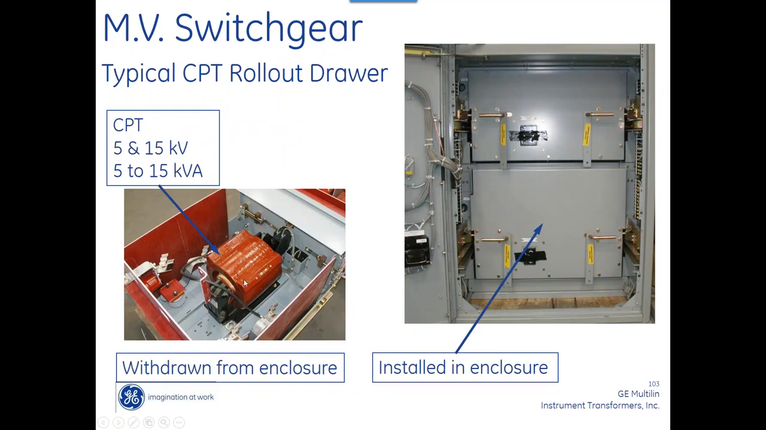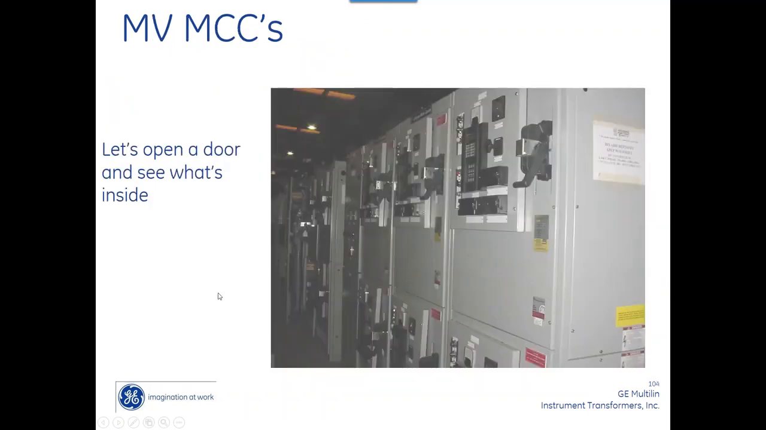So there's the rollout drawer, installed in enclosure, withdrawn from enclosure. So this is a CPT. They also put it in one of the drawers. So one of these had the PTs, one had the CPT, and this one was like a 15 kVA. Here's a motor control center. It's got a Multilin 369 on there.